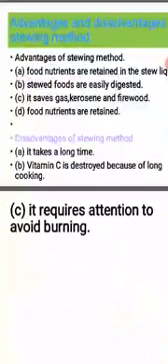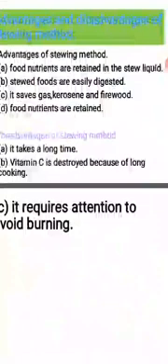Then advantages and the disadvantages of stewing method. That one is by making stew. You know stew, we used to eat with rice and yam. So advantages of it are A. Food nutrients are retained in the stew liquid. Everything we use to cook it is retained inside there. B. Stewing foods are easily digested. 3. It saves gas, kerosene, and the firewood. D. Food nutrients are retained.